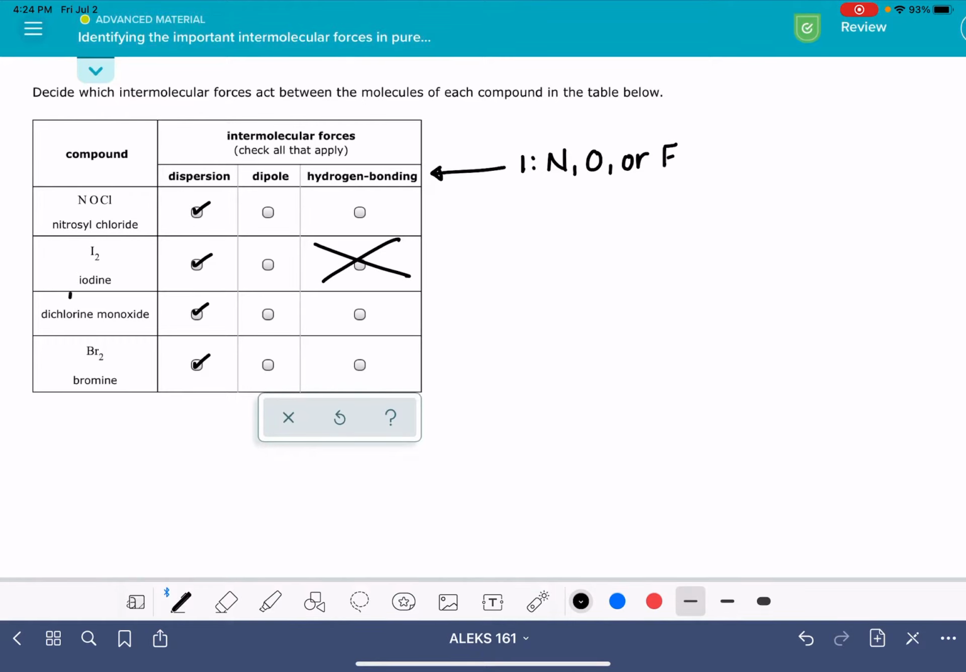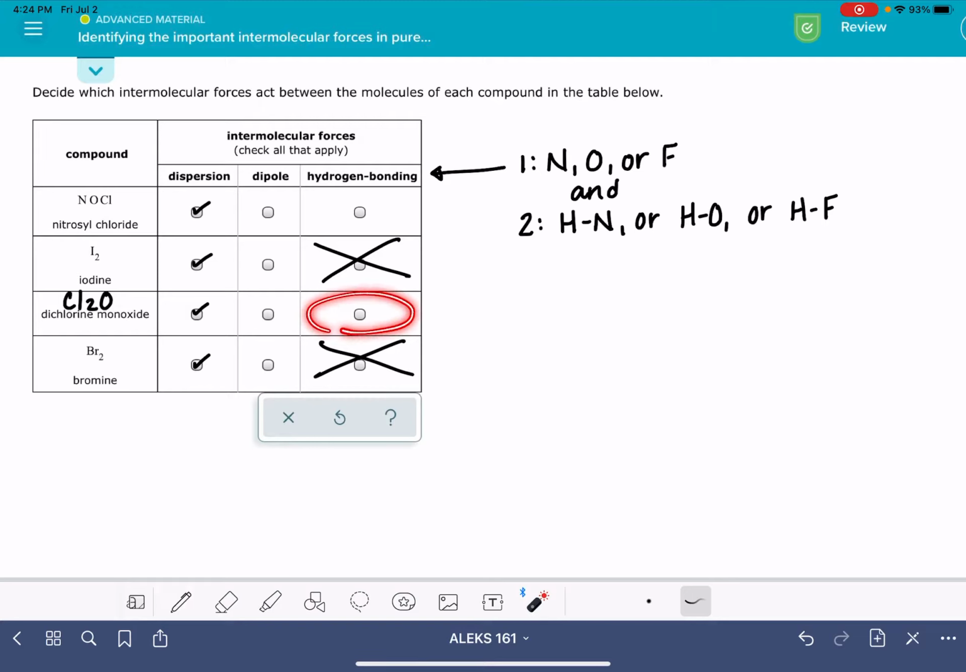Dichlorine monoxide, that's going to be a Cl2O. That has an oxygen, so maybe it might hydrogen bond. Br2, that doesn't have any of these 3 atoms, so this is also going to be a no. So once we've gone through that, the other criteria for hydrogen bonding is that the molecule needs to have a hydrogen on a nitrogen, or a hydrogen on an oxygen, or a hydrogen on a fluorine. And so if we go back to the ones that we haven't ruled out yet, if we look at NOCl, there are no hydrogen atoms at all in this molecule, which means it can't hydrogen bond. Even though it does have the nitrogen and the oxygen atom, it doesn't have a hydrogen.